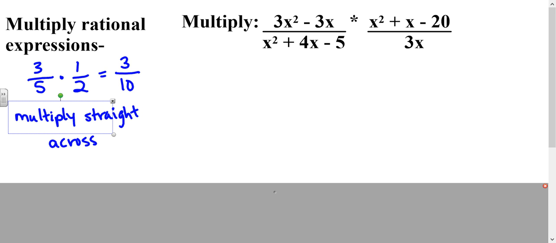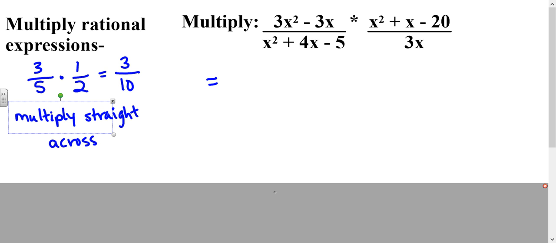Okay? Now, just like simplifying rational expressions, it's best to always factor before we multiply, because then we can see what cancels out since we're dealing with polynomials and not just numbers. So before we multiply straight across, because that would be a very long process, we're going to go ahead and factor and simplify this. So if I factor 3x squared minus 3x, what method would I use to factor that expression?